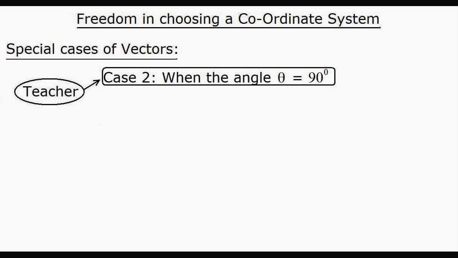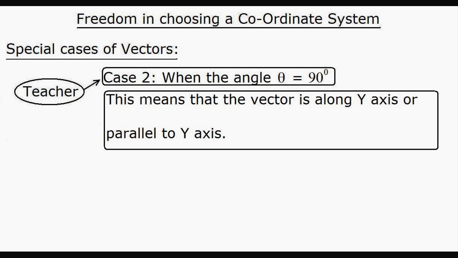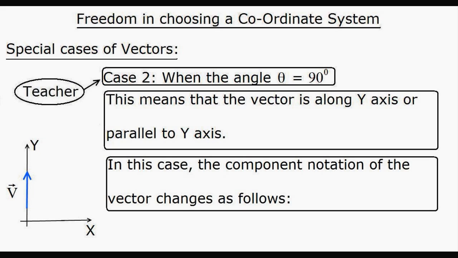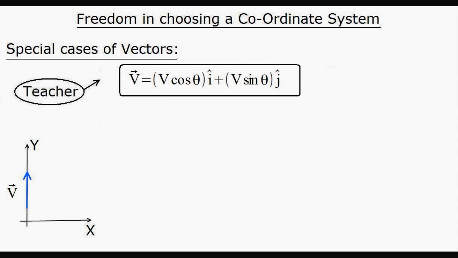We will now discuss the second case. Case 2. When the angle theta is equal to 90 degrees. This means that the vector is along the y-axis or parallel to the y-axis. In this case, the component notation of the vector changes as follows. V bar is equal to V cos theta times I hat plus V sin theta times J hat.